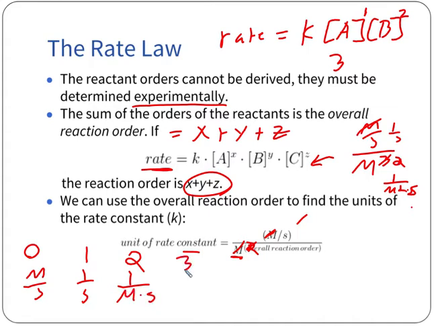3 we just figured out. We already got that one. 1 over molar squared times second. So you can see there's some weird units. They look very different depending on what the reaction order is. You just sort of have to follow our particular little equation here to figure out just what that is. This molar per second divided by the molarity to the overall reaction order power is going to give you the units of that rate constant.